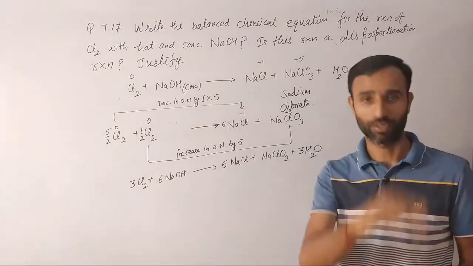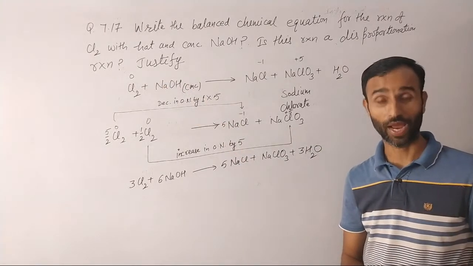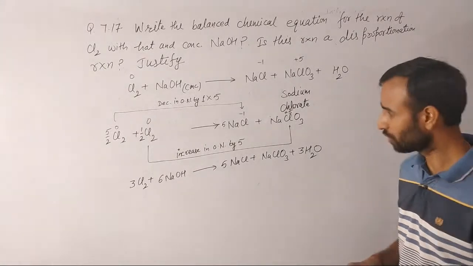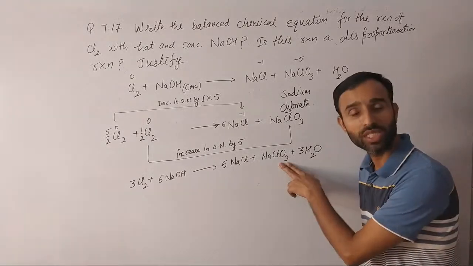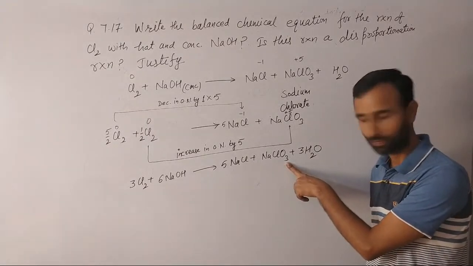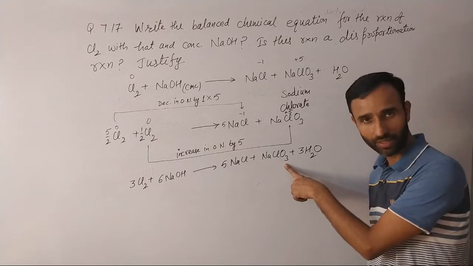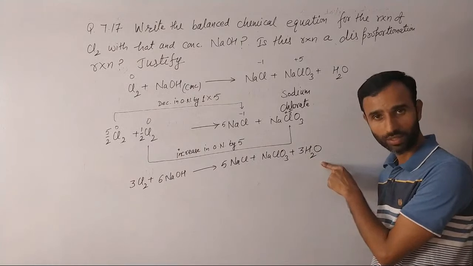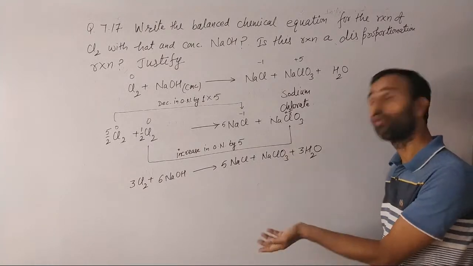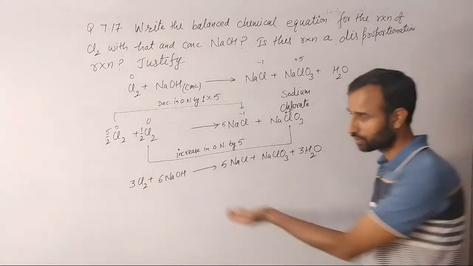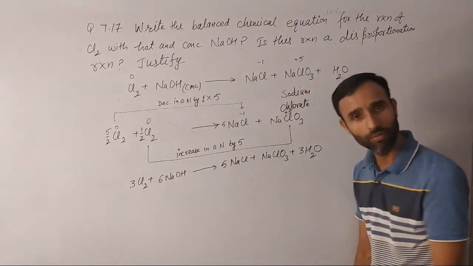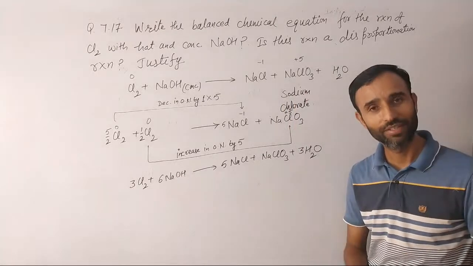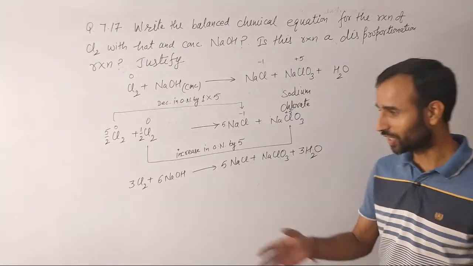If it is not given and it is written that the medium is basic, then what we do is add H2O to the side with excess of oxygen. See, 3 oxygens are there, so 3 H2O to the side with excess oxygen, equal number. Okay, and double the OH negative ion to the opposite side. So double OH negative means 6 OH negative. Sodium we can see here, so sodium hydroxide, right? So this is it.